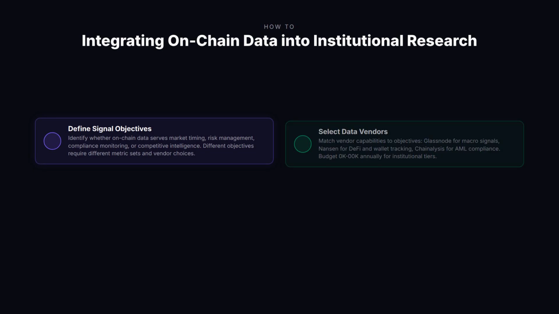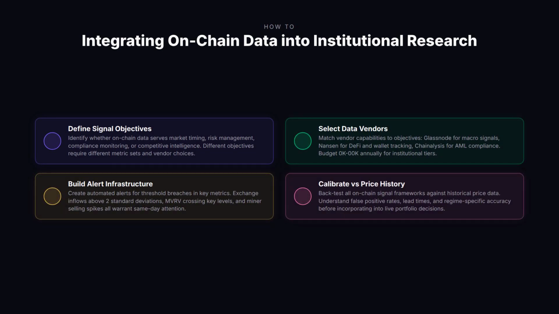The most common mistake institutions make when adopting on-chain analytics is treating blockchain metrics as standalone trading signals rather than inputs into a broader investment research process. On-chain data is most powerful when combined with traditional macro analysis, technical market structure, and derivatives market positioning data. Used in isolation, even the best on-chain metrics produce significant false positives.